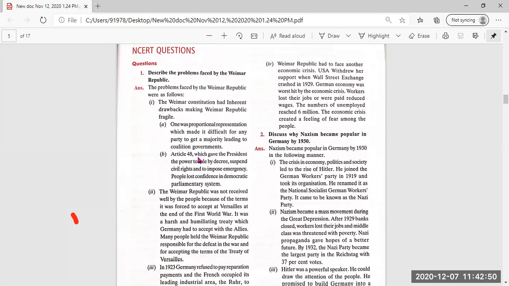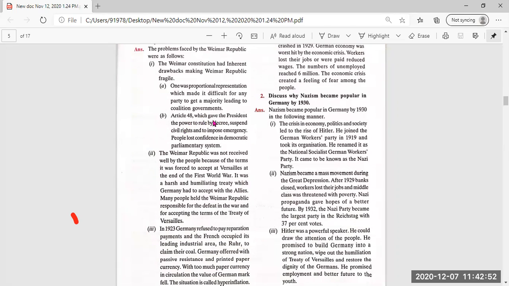Then Article 48, which gave the president the power to rule by decree, means now the president can make rules and regulations according to his wishes. He or she is not responsible to any legislative body. So according to Article 48, this power was given to the president, and the president suspended the civil rights, which were given earlier in the Weimar Republic, and also imposed emergency. People lost confidence in the democratic parliamentary system.